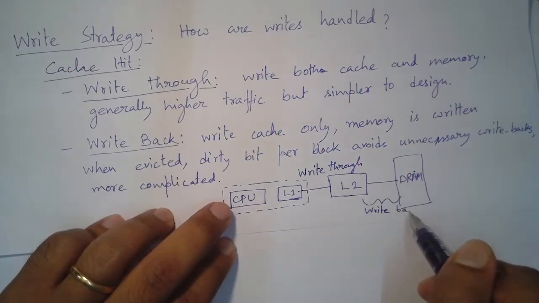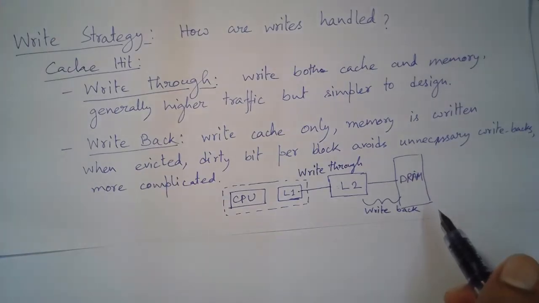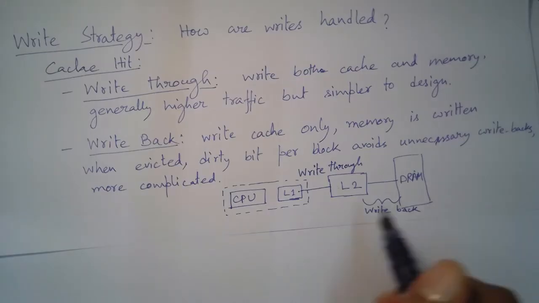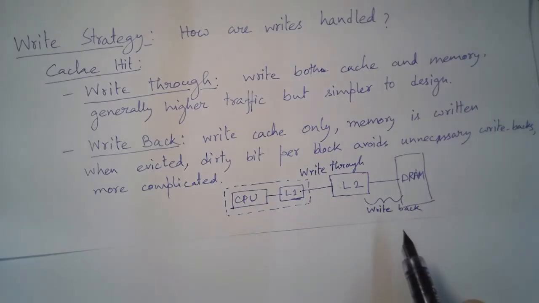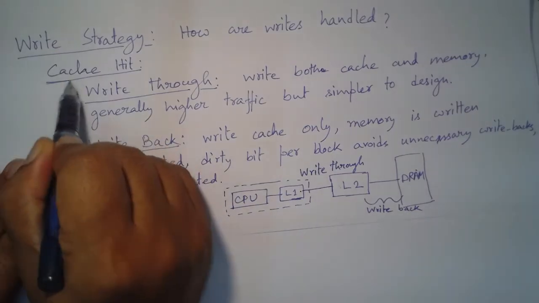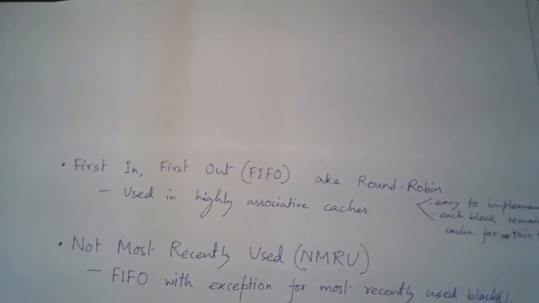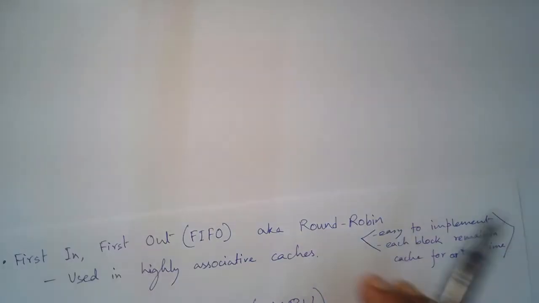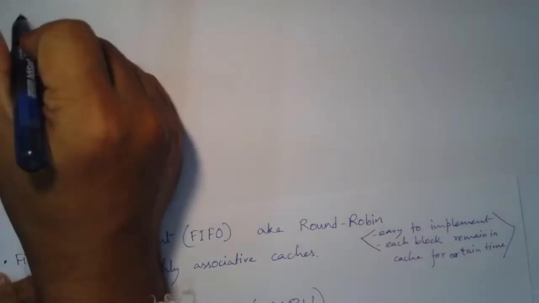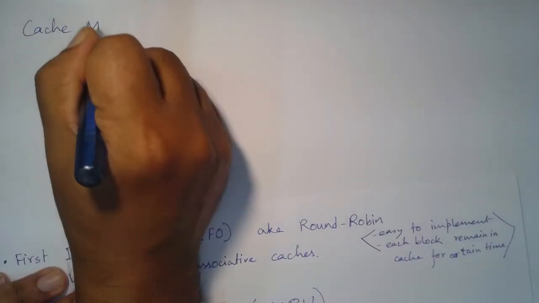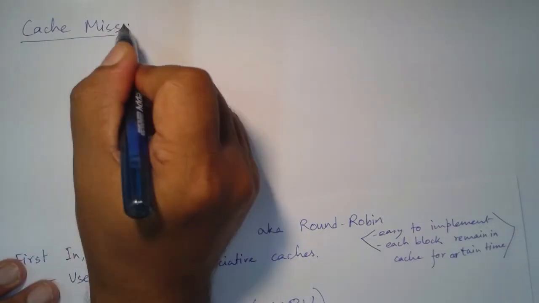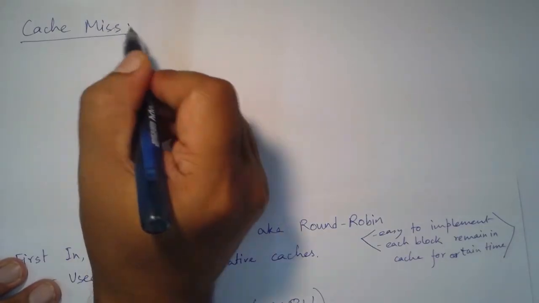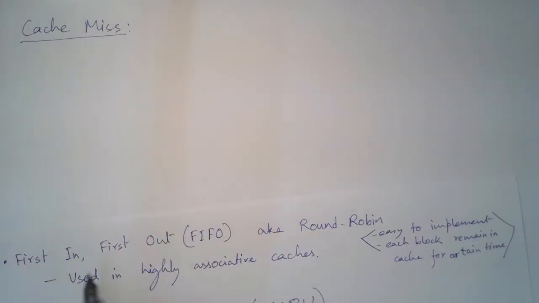All right. This is something I just wanted to highlight. So far we have only talked about what happens when there is a cache hit. How about a cache miss? So first of all, there is a miss. The processor wants to write something in the cache, and there is a cache miss.